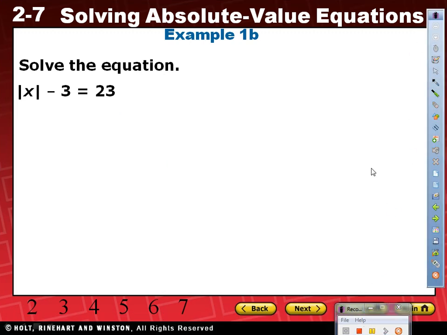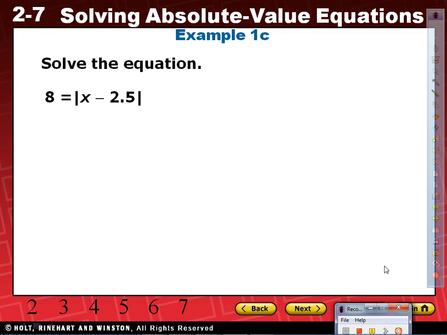All right, here we go. Let's continue. Copy this next one down, please. Okay, copy this one on the back, please. 1C. Copy that one in the back.